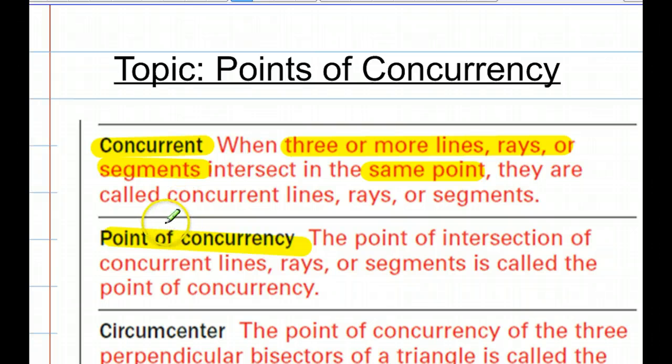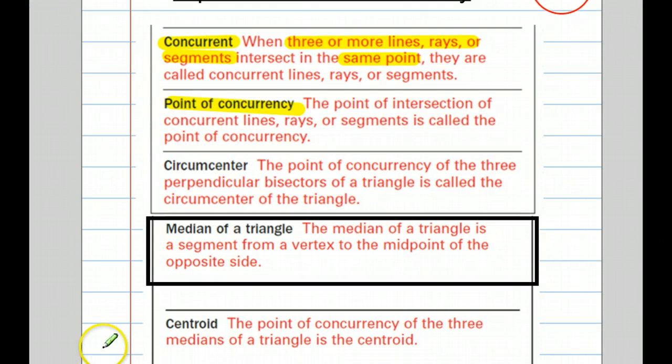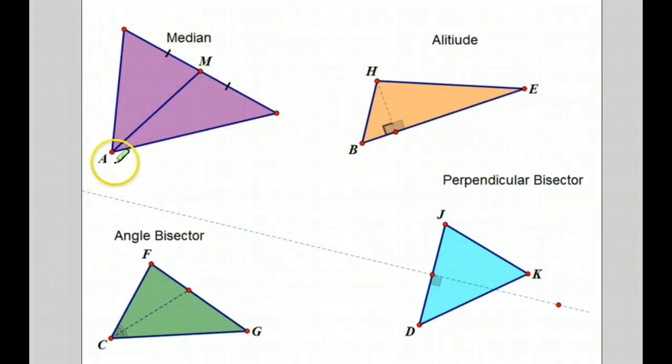And we're going to be looking at points of concurrency of special segments, lines, and rays of triangles. So let's take a look at this picture. Let's take a look at one of the special segments. It's called the median of a triangle. The median of a triangle is a segment from the vertex to the midpoint of the opposite side. So if we take a look over here, here's an example of a median of a triangle. It starts from a vertex of the triangle and it intersects the midpoint of the opposite side.